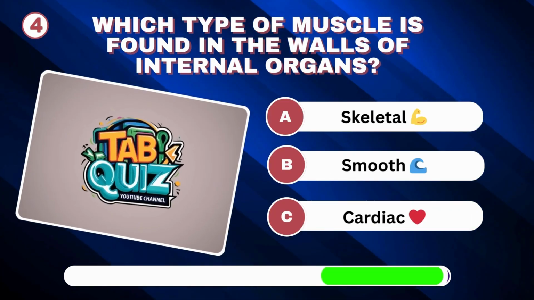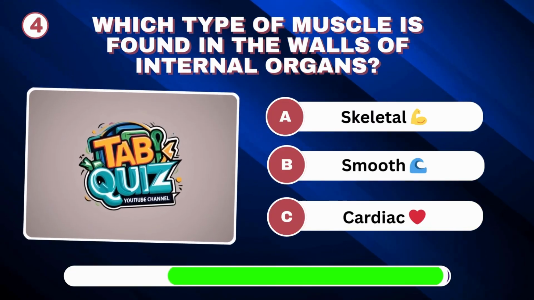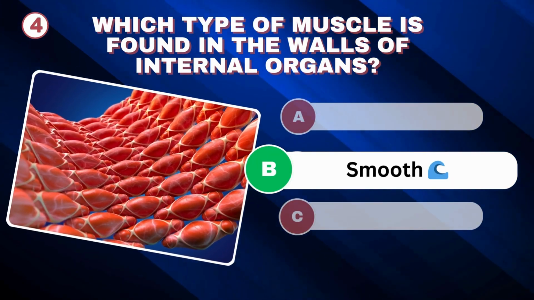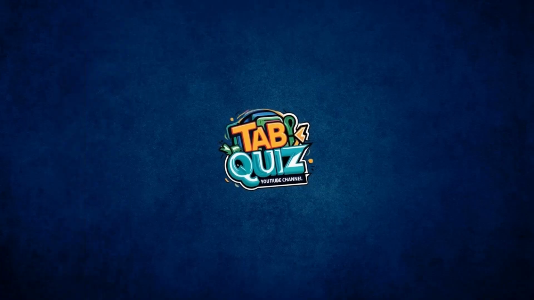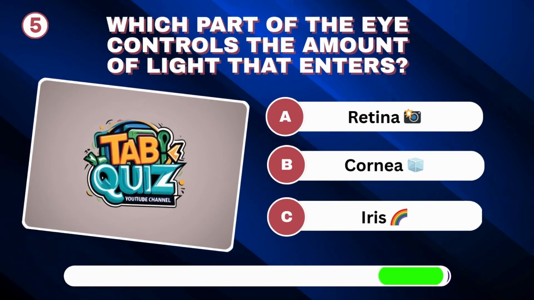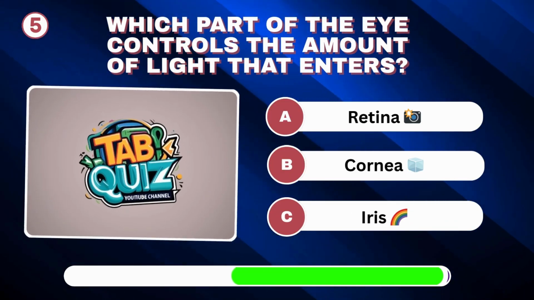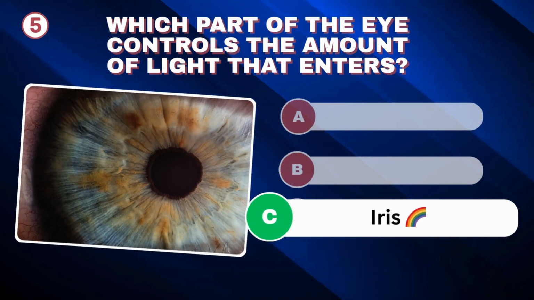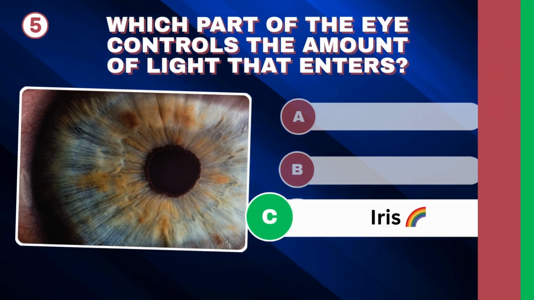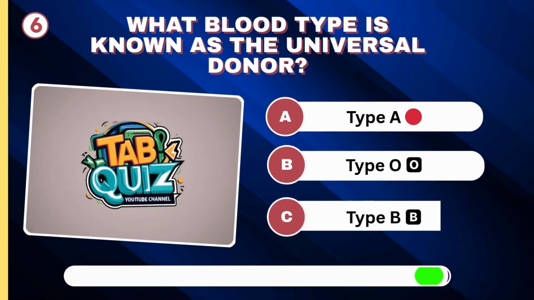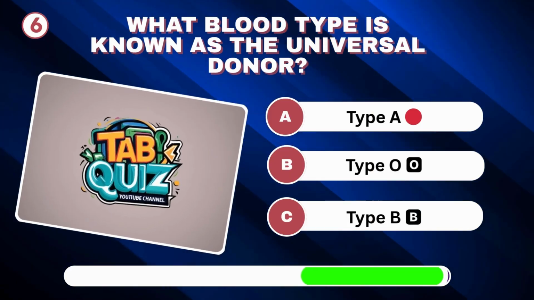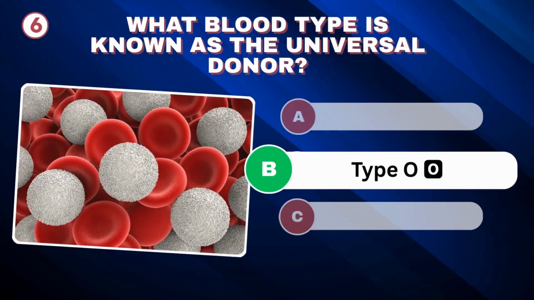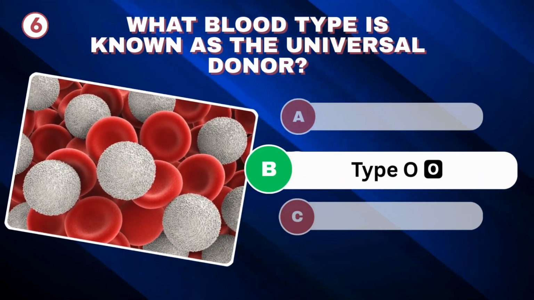4. Which type of muscle is found in the walls of internal organs? B. Smooth muscle. 5. Which part of the eye controls the amount of light that enters? C. Iris. 6. What blood type is known as the universal donor? Blood type O.